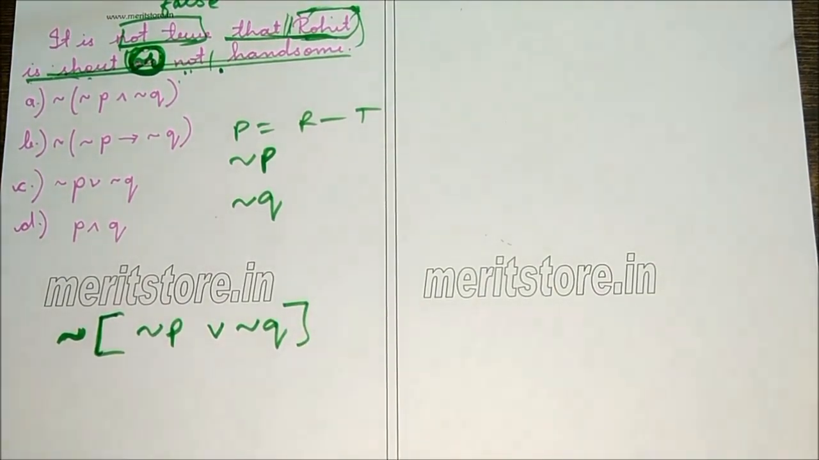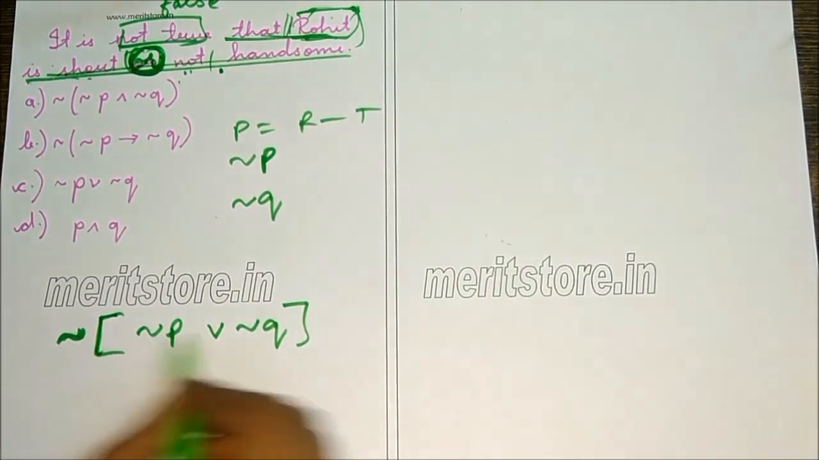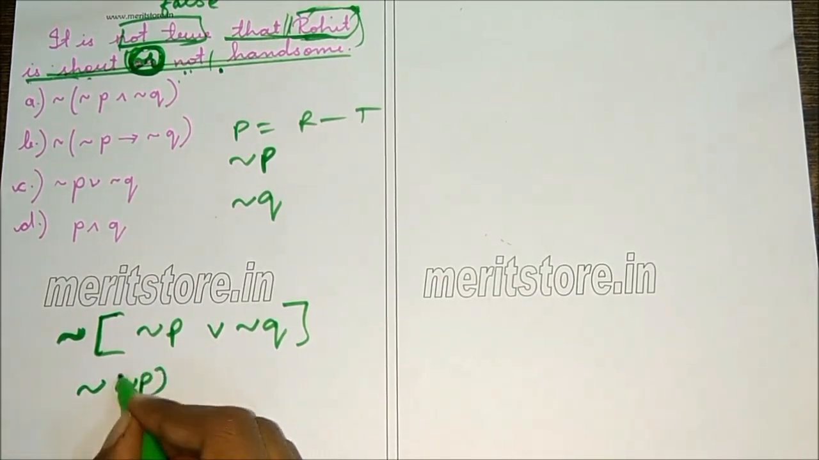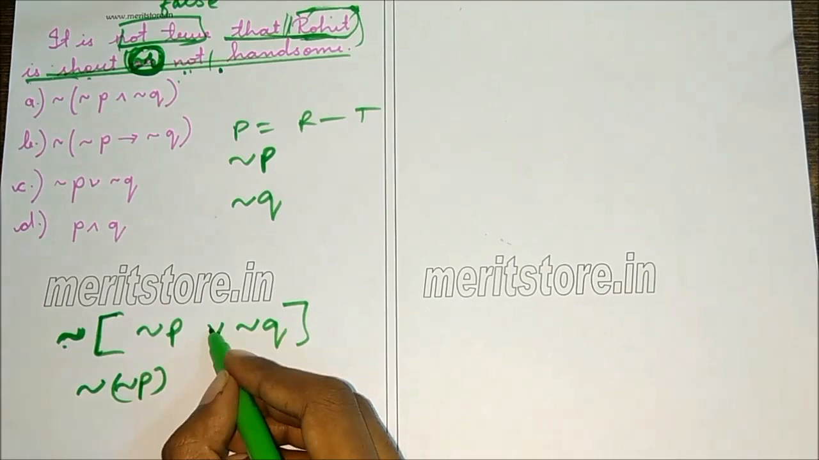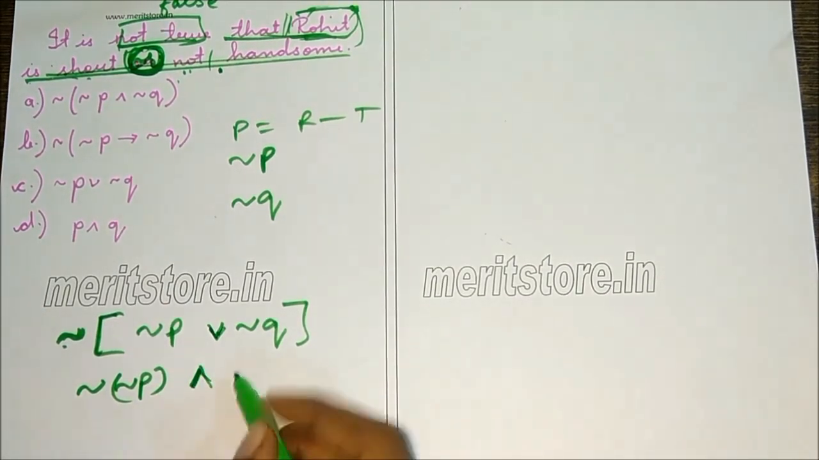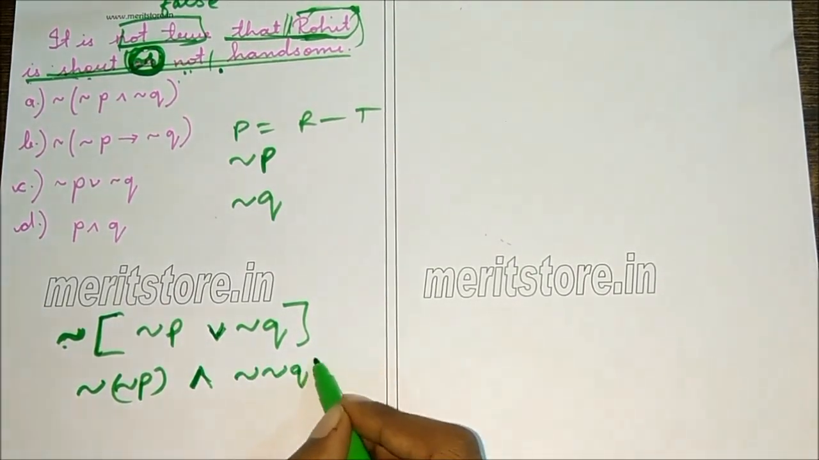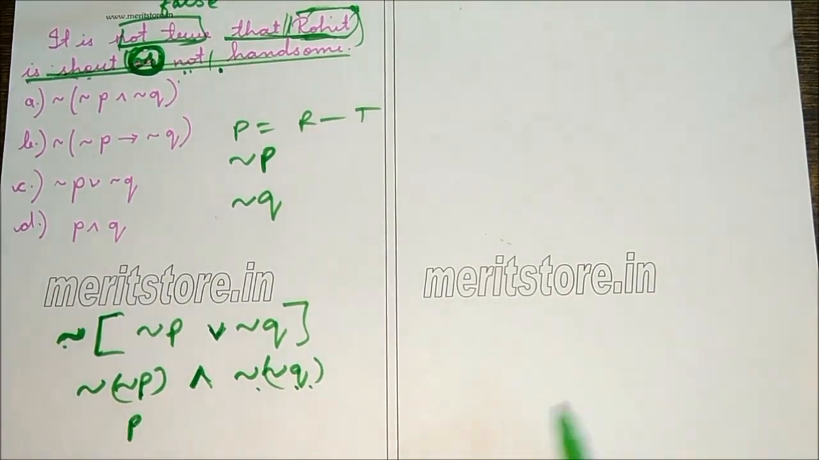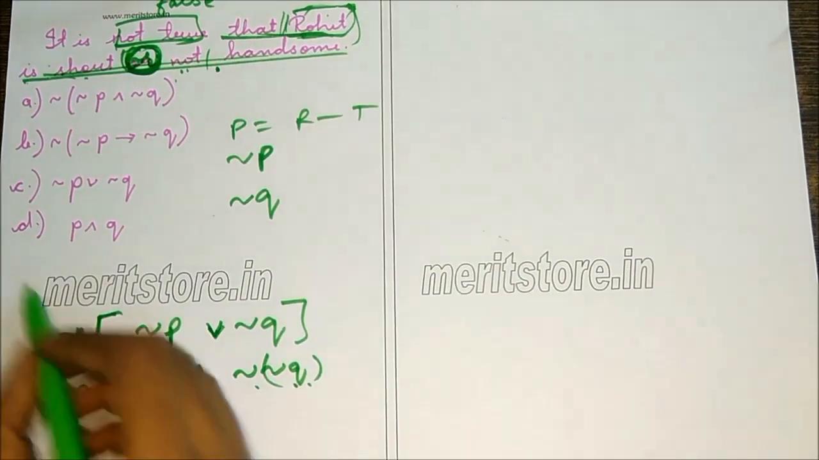Again, using De Morgan's law, we distribute the negation term. So we get negation of negation P, negation of or is and, negation of negation Q. Negation of negation P and negation of negation Q is P and Q respectively. So the final answer is P and Q, which is option D.